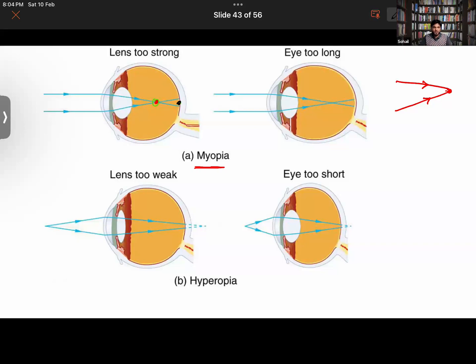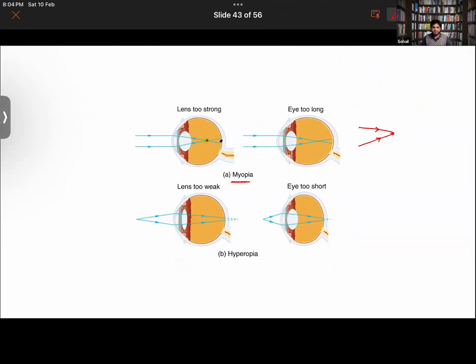Okay? Now the question comes, how is it corrected? इसे हम correct कैसे कर सकते हैं? You guys know that there are two types of lenses. One is the converging lens, one is the diverging lens. Converging lens is basically convex lens. Diverging lens is concave lens. Okay?